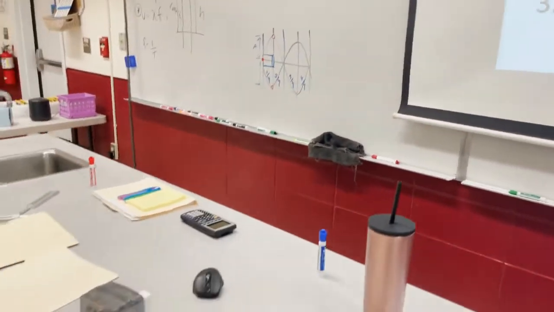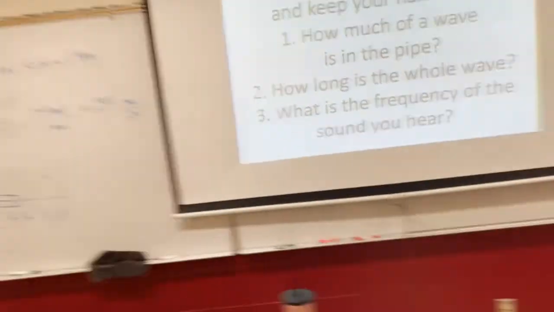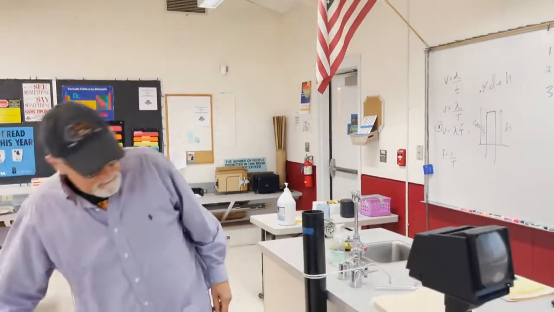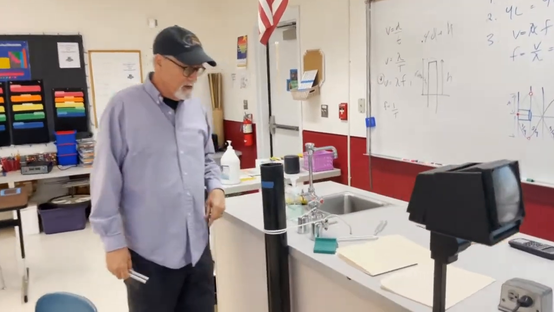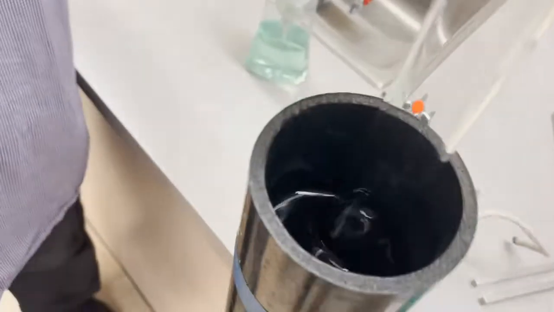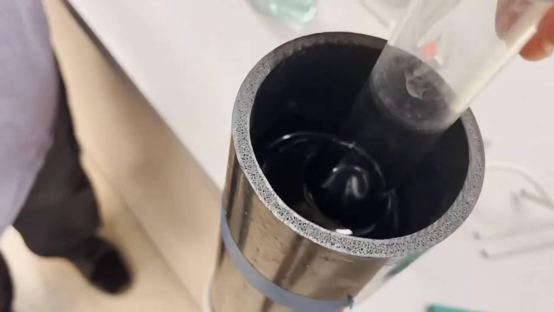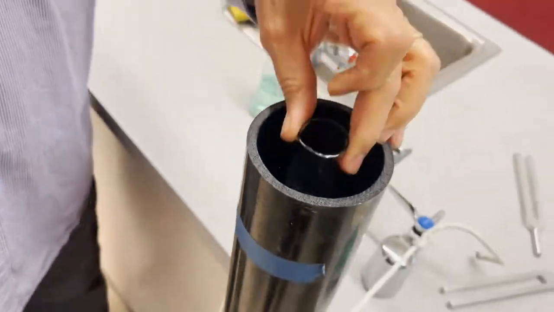Let's do the demonstration first. This one right here? Okay. So I'm gonna have you take it. Why is Miss Moore having Mr. Boykin do this? So come over here and look inside. What we have is there's water. Can you see the water in there? Yeah, you can see the water. And the water acts to close the end of the pipe.